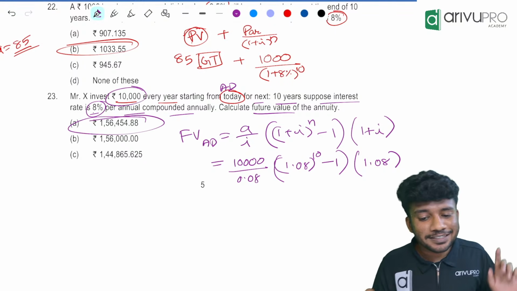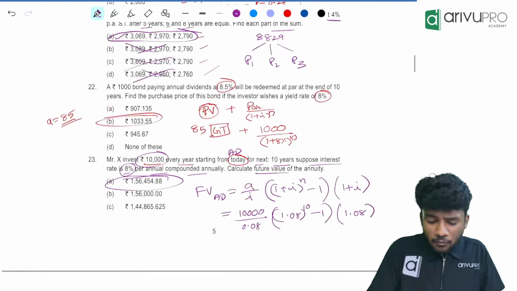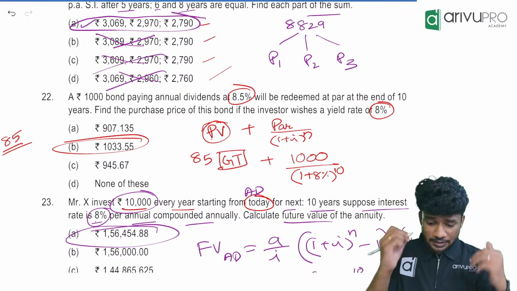156454. Option A is the answer. The 20-second sum one more time. Okay, I'll tell you again. Just listen to me carefully.